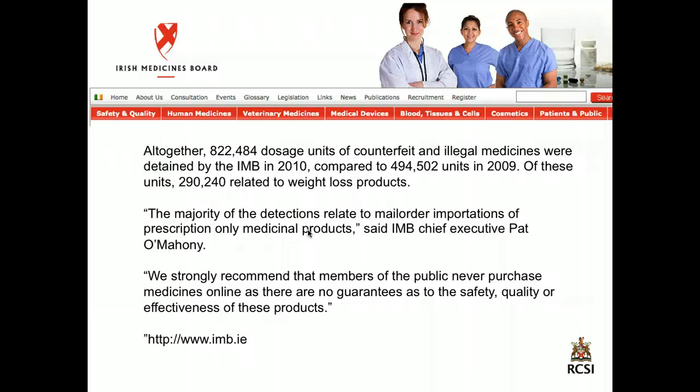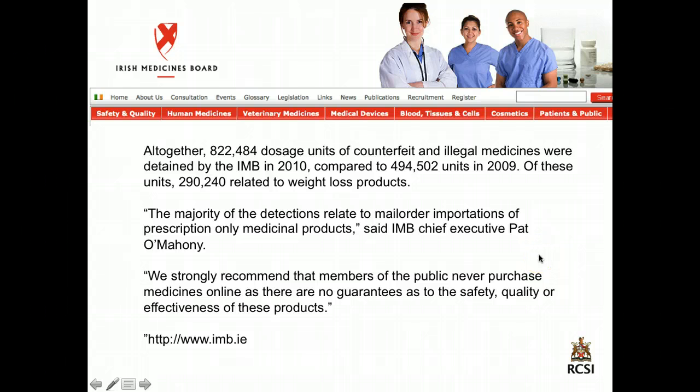One of the bigger areas, and it's difficult to cover it all here, but you should be aware of it, is the amount of illegal pharmaceutical products, drugs essentially. I suppose they are illegal drugs in this case. We're not talking about recreational drug use. It says in this Irish Medicines Board report that close on 850,000 dosage units of counterfeit and illegal medicines were detained by the IMB in 2010.